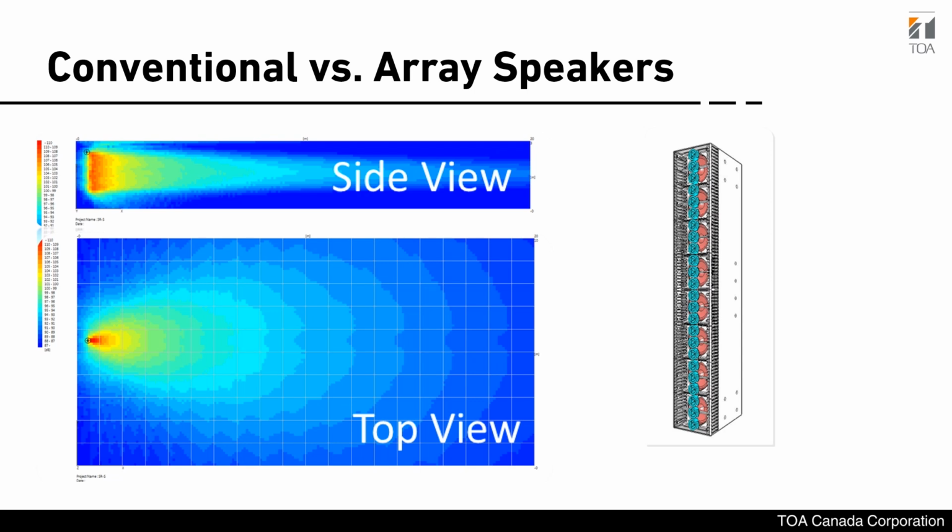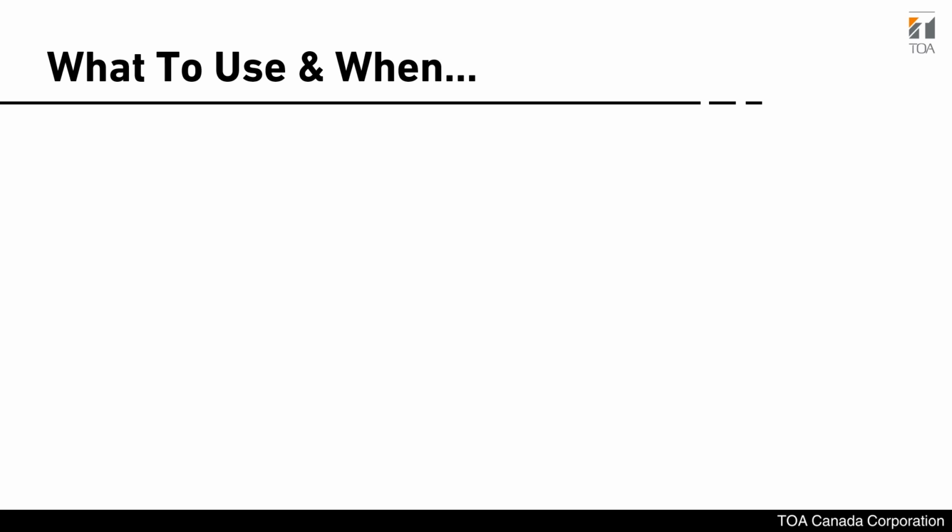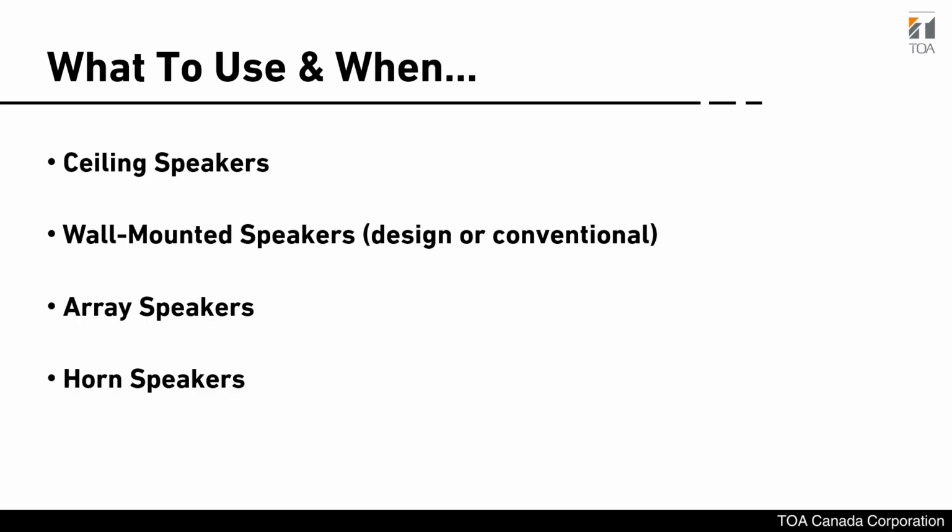What to use and when. There are many types of speakers for commercial sound systems, but which one is best for your needs? Ceiling speakers, great for background music and announcements in schools, offices, and retail, ideal when function matters most. Wall mount speakers, similar to ceiling speakers, but offer more style options, while still being great for music and announcements.